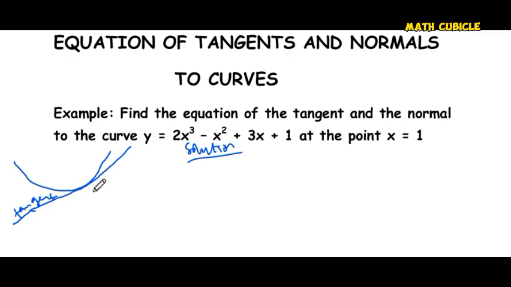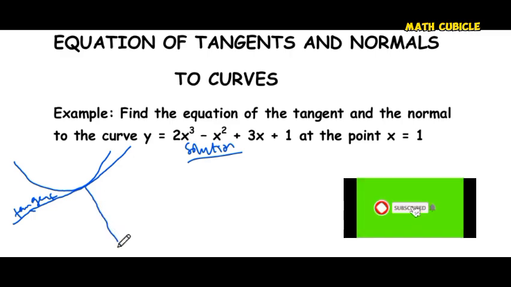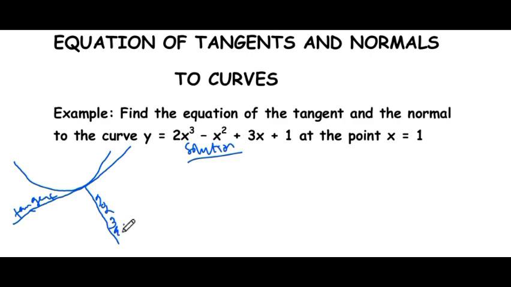The normal is a line that is perpendicular to the tangent. This line here is called the normal. Normal to this tangent. So you see both of them are connected in a way.